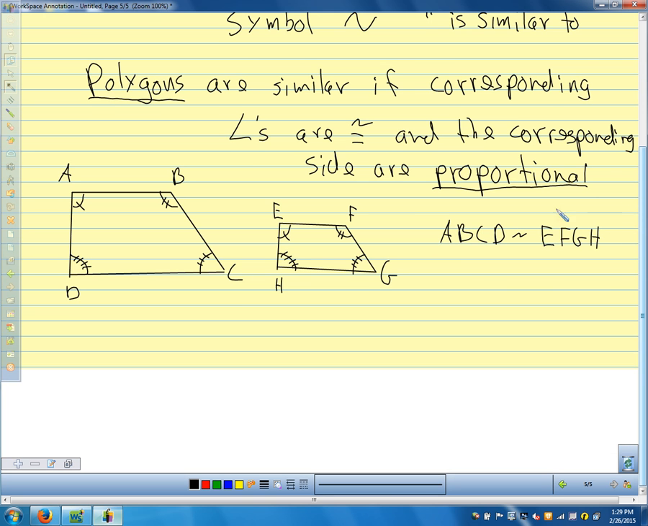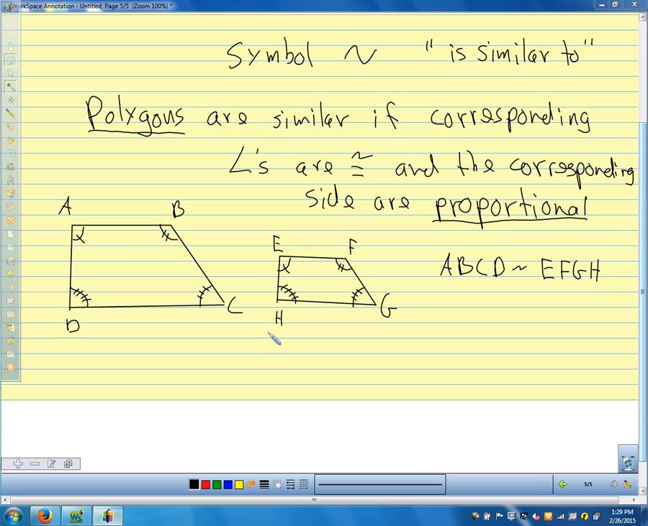So the corresponding angles would be congruent, and the corresponding sides, what side would correspond with side AB? EF, right? Those would be proportional, so we could make a ratio of them. That's going to be the same as the ratio between any other pair of corresponding sides. So BC is going to correspond to FG. And that ratio is going to be the same as CD divided by GH. And that's going to be the same as AD over EH. And remember, these are side lengths. So if we make a ratio of any of the corresponding sides, they're going to be the same between the similar figures.